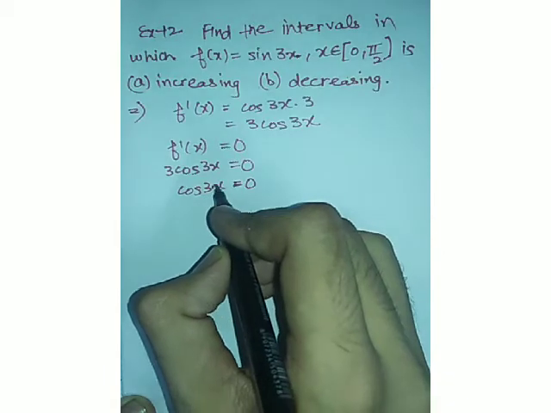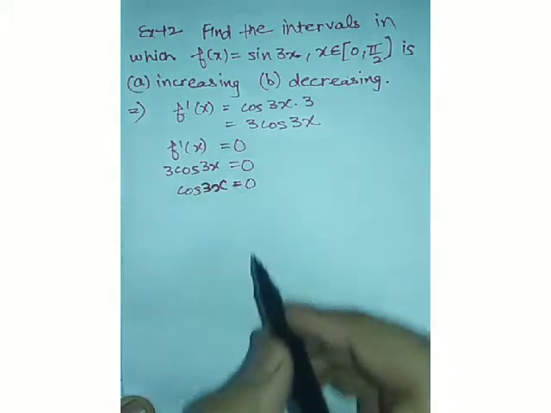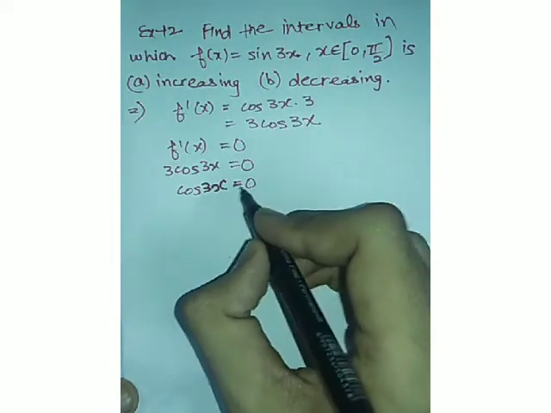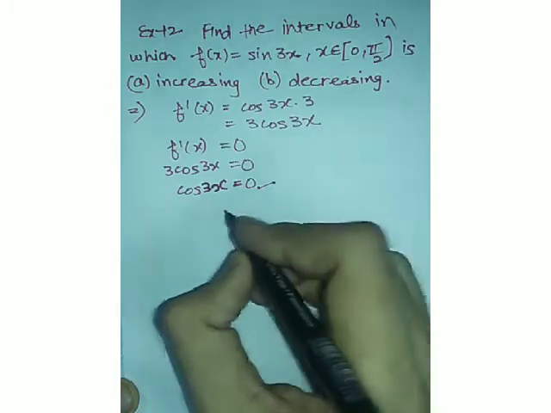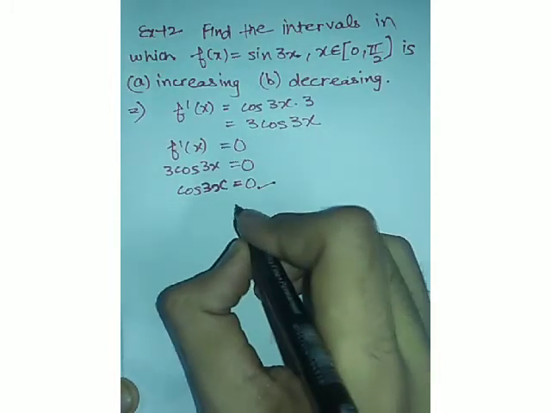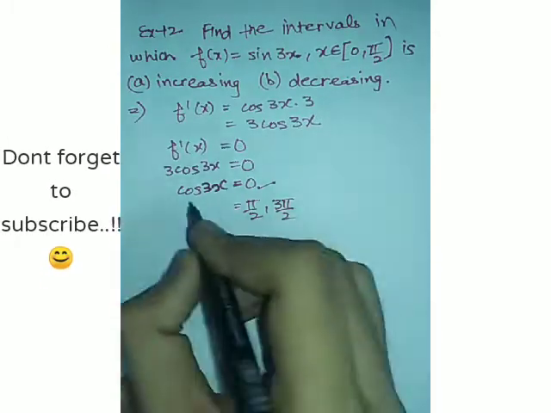Now you have studied in your 11th class how to solve a trigonometric equation for x. Now you will see on which values of x the cos is coming out to be 0. The first value will be π/2 and the next value will be 3π/2.